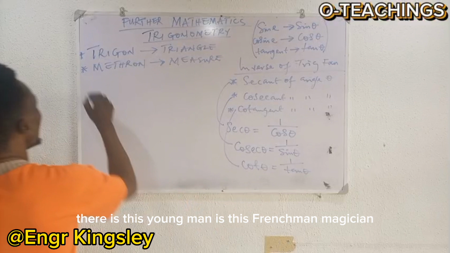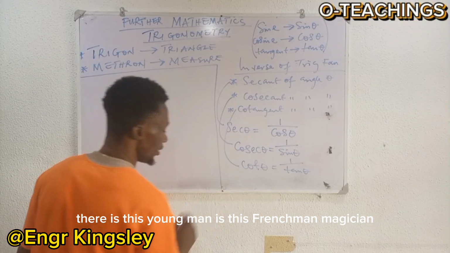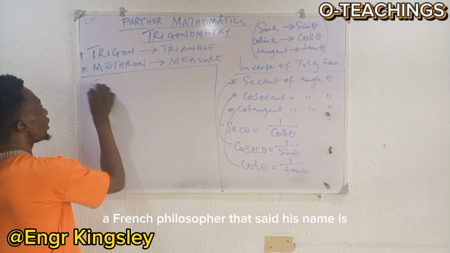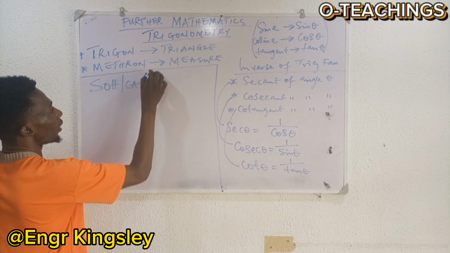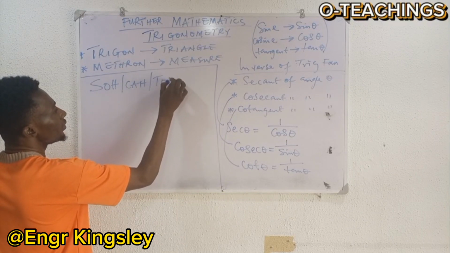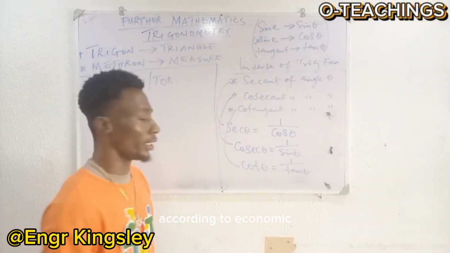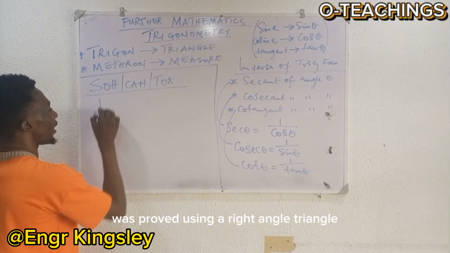There is this French mathematician, a French philosopher, who said his name is Socrates. This is the full name that is basically divided into three according to trigonometry, and this name is proved using a right angled triangle.